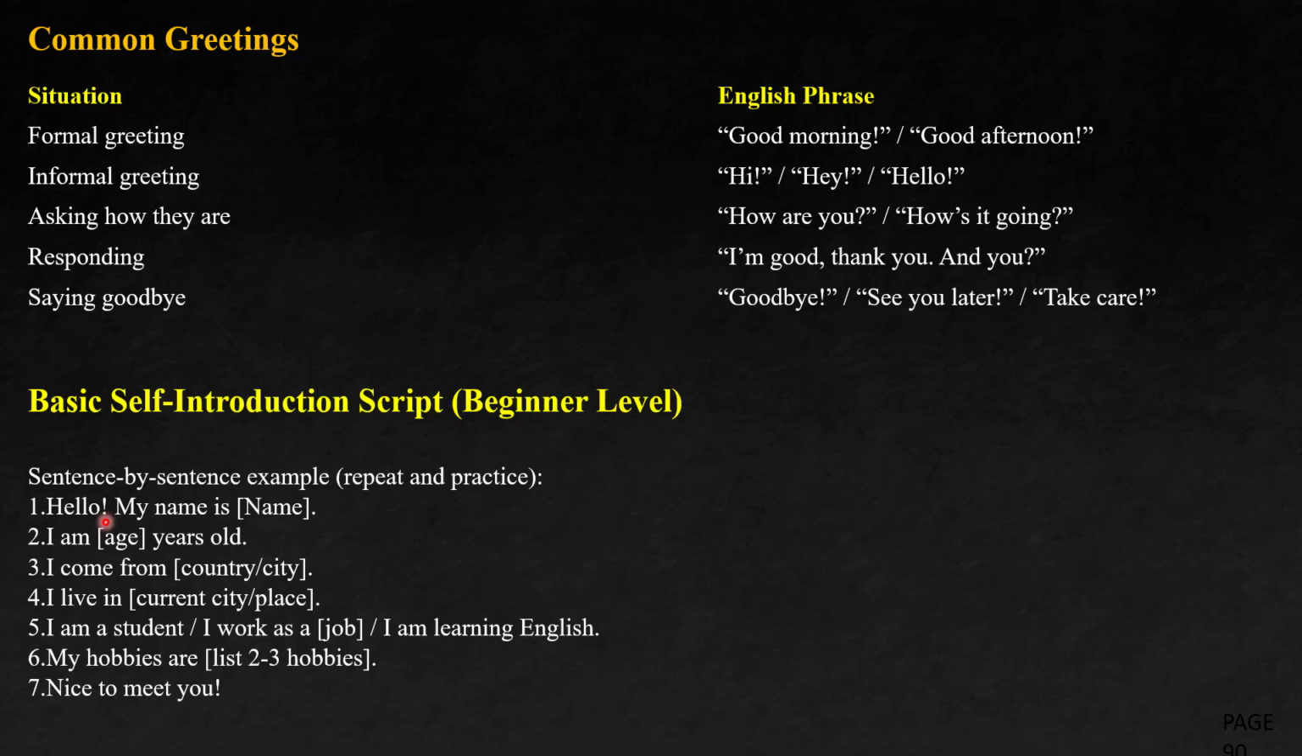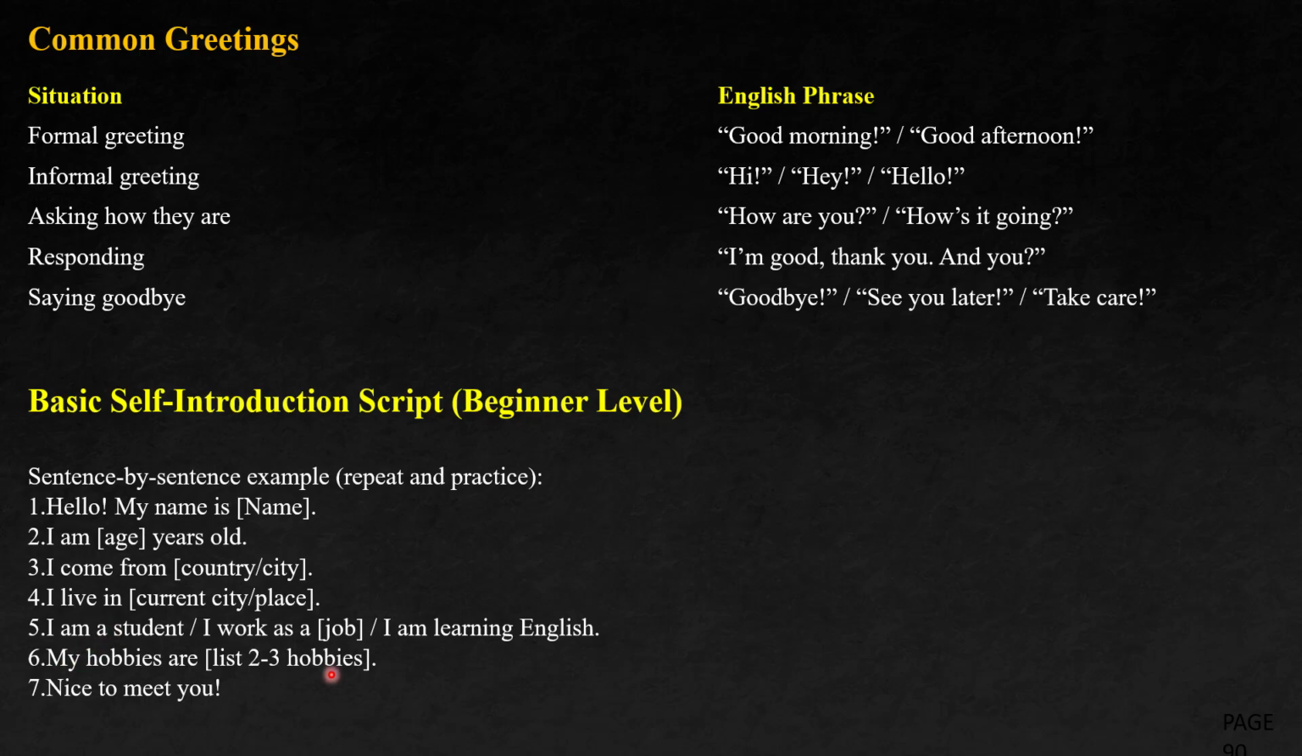And then I'm 29 years old, and then you can say I come from a city, okay? And then you can mention a city name, and then I live in this particular place. You can just have the place name, okay? And then you are a student or you're working, or you can just tell whatever it is, okay? I'm a student and I'm learning English, or I'm a working professional, I'm working as a software developer, yeah?